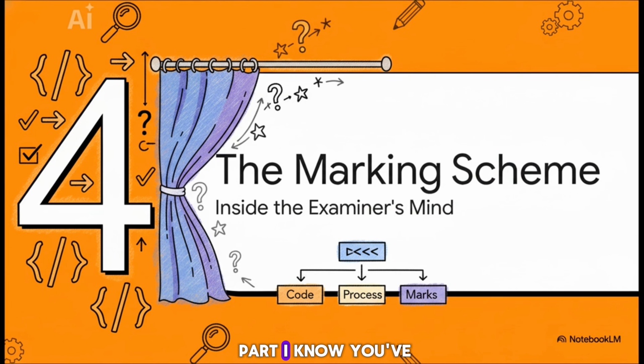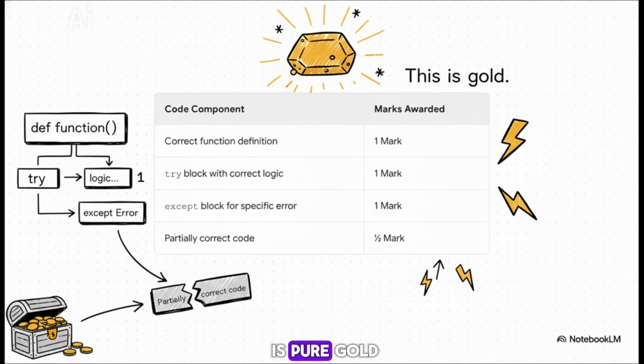Okay, let's get to the part I know you've been waiting for. We know how to write the code, but how do we turn that code into marks? It's time to pull back the curtain on the official CBSE marking schemes and see how your answers are actually graded. This is the good stuff. This right here is pure gold. Just look at this breakdown. You get marks for every single distinct part of the solution.